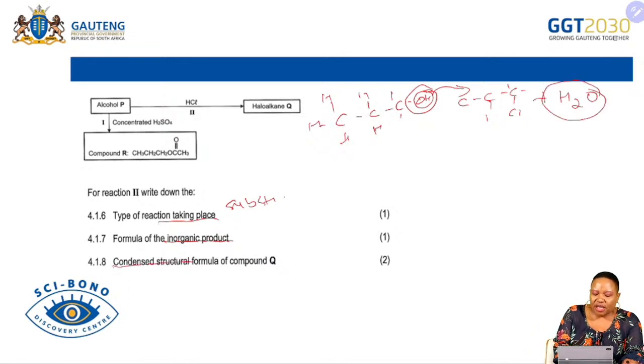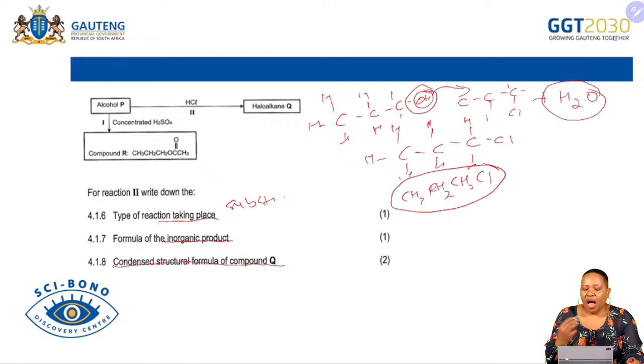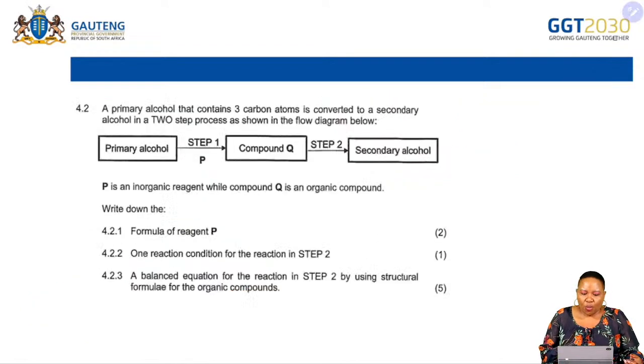And then the condensed structural formula of Q. Our Q is definitely going to be a haloalkane, and we can put our Cl here because it was from the primary alcohol. So the condensed formula can be CH3CH2CH2Cl. You can write it in any way. You can start on the other side. It doesn't matter as long as all the compounds are correct.